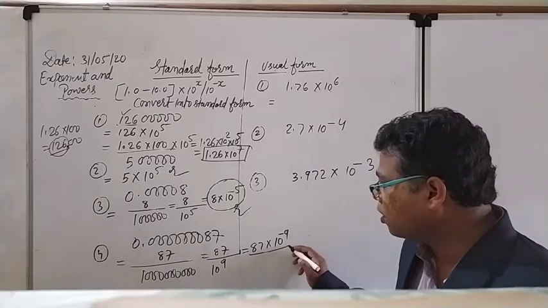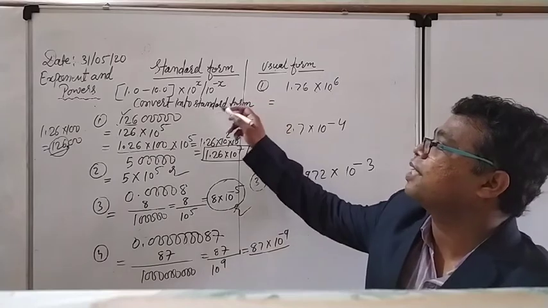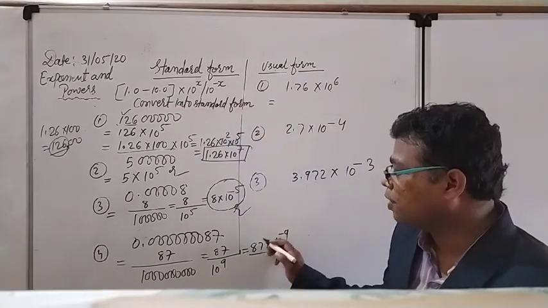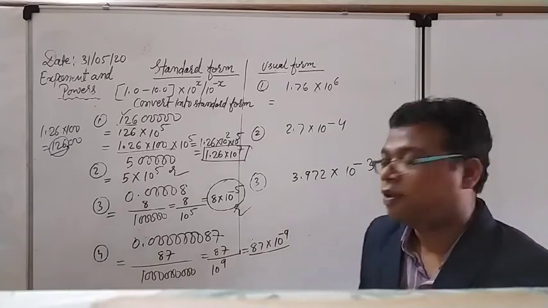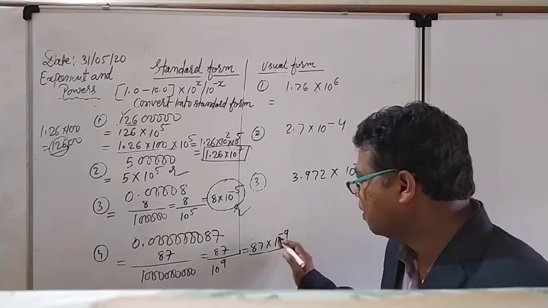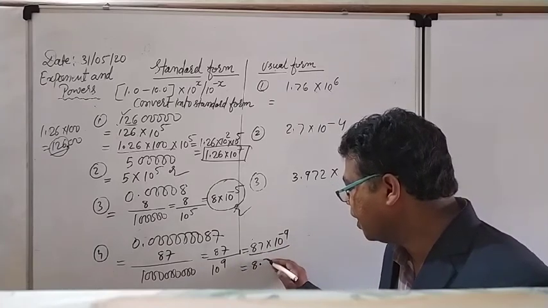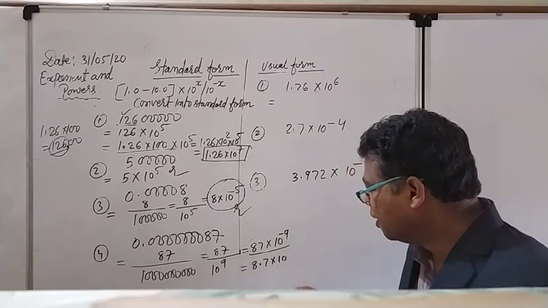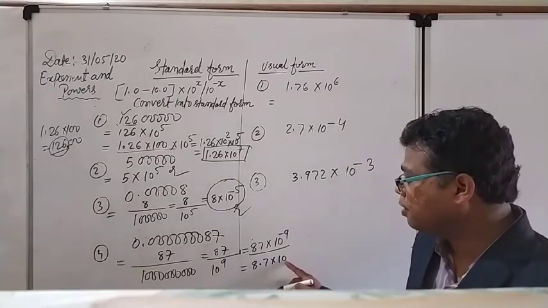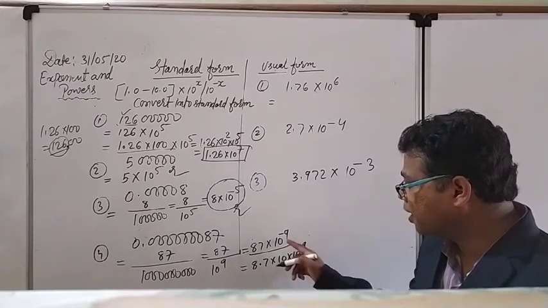But this is not in the standard form. Why is it not in the standard form? Because that 87 is exceeding the value 10. I will convert it to 8 point something. So see the things, 87 can be written as 8.7 into 10. Is it okay for you? Yes. 8.7 into 10, if you solve this, 87 will come. Into 10 to the power minus 9 is already here. Only I am changing the form of it.